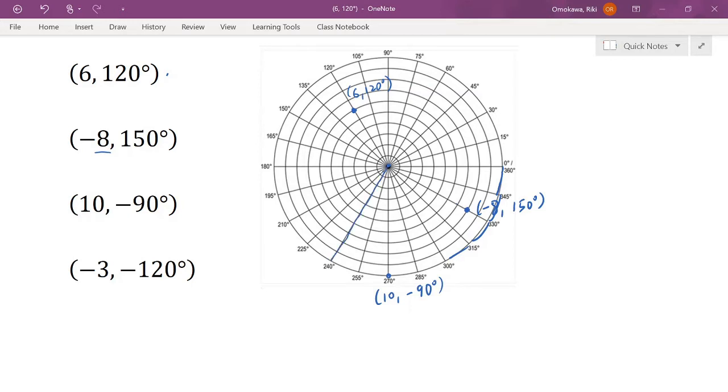But then we go negative 3. So we have to go the opposite direction. So negative 120, but then negative 3. So 1, 2, 3. And negative 3, negative 120 would be here. And that is how you graph polar coordinates.